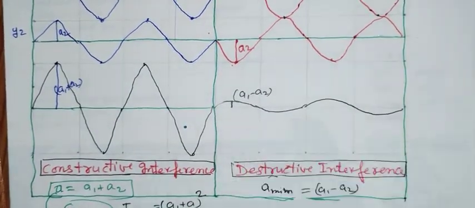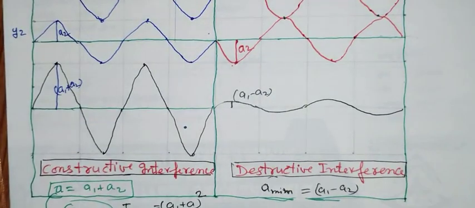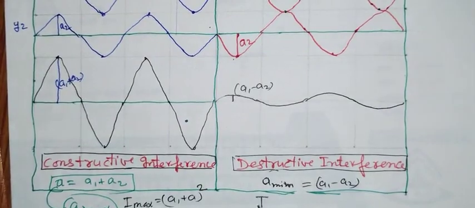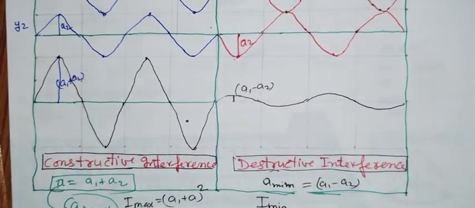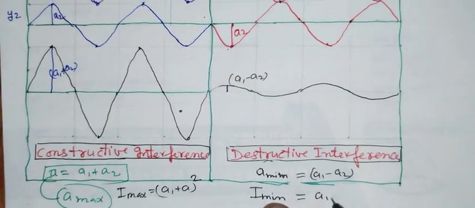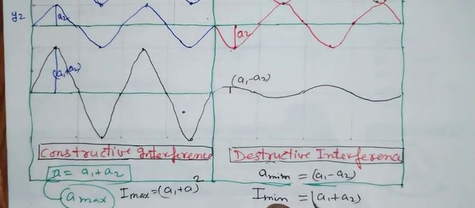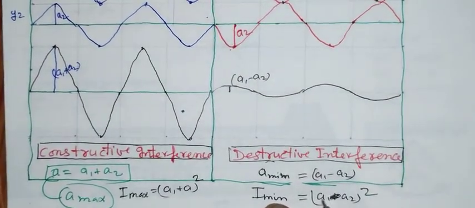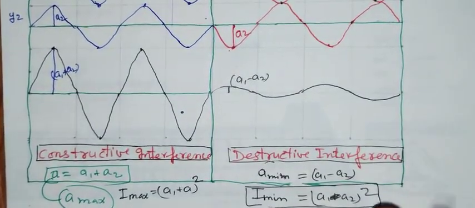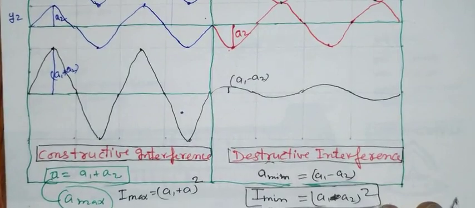Due to the decrease in the amplitude, the intensity at this point is known as the minimum intensity. Intensity is the square of the amplitude, so the square of this minus this, and minimum intensity is formed here. That is why dark fringes are formed.